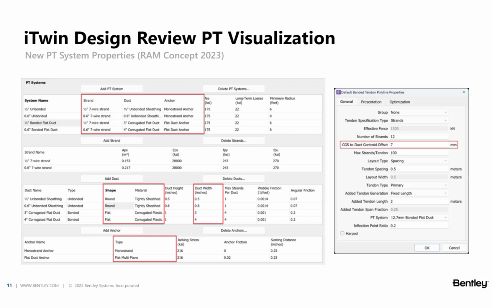There were a few new features, and I'm not sure if you were aware of these, but I thought I would mention that we added in RAM Concept 2023 that work well with these PT visualization features, especially for bonded PT systems. These new properties are highlighted on screen now. They include definitions of duct shape, duct material, and the anchor type. And then we also added a tendon property that defines the vertical offset between the tendon strand and bonded PT duct centroids.